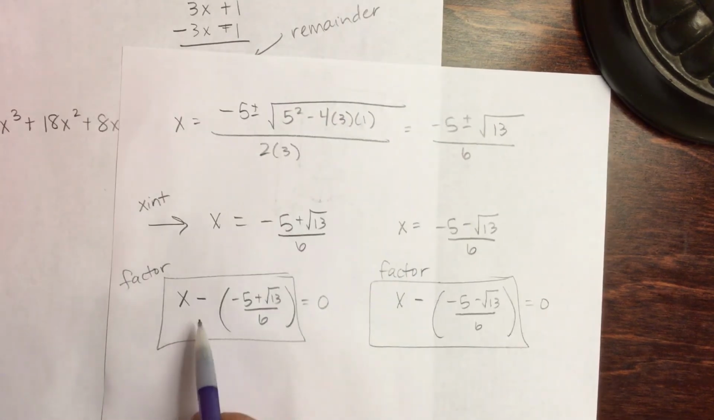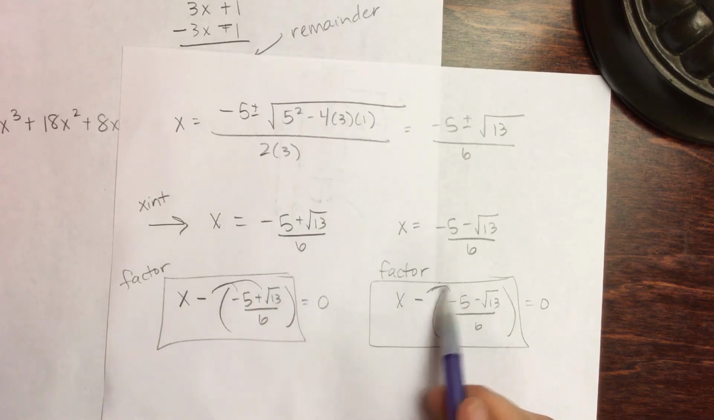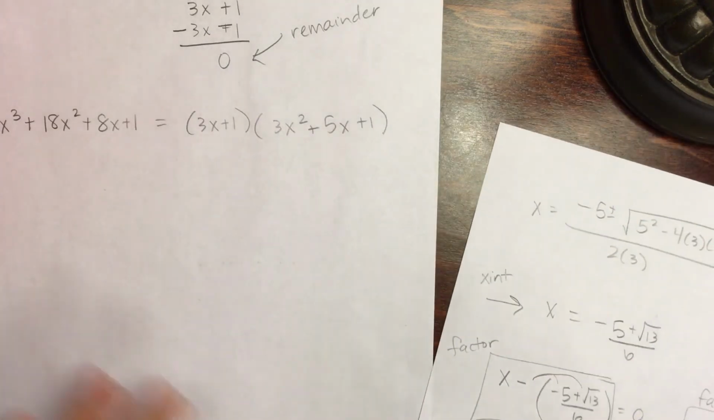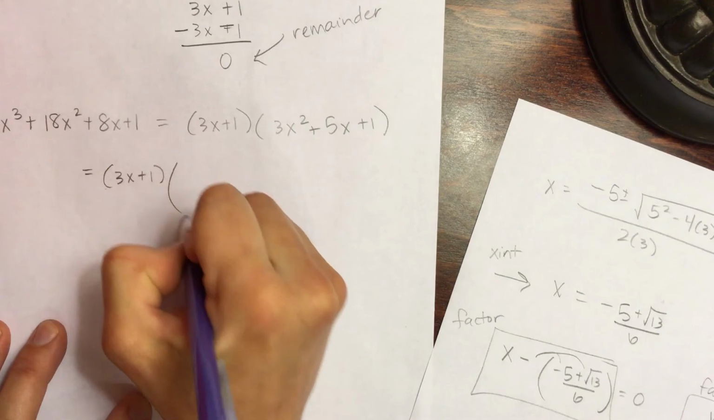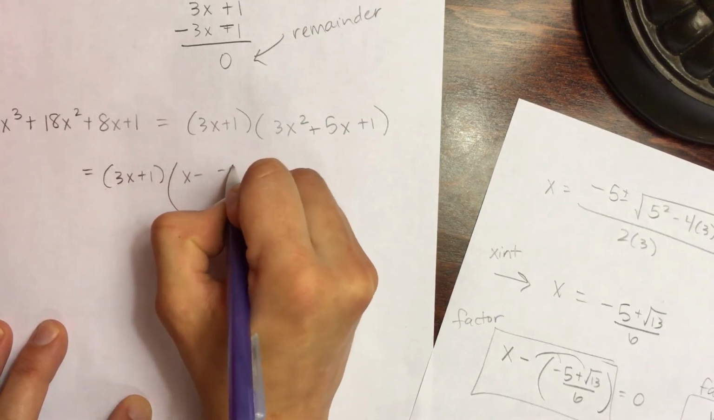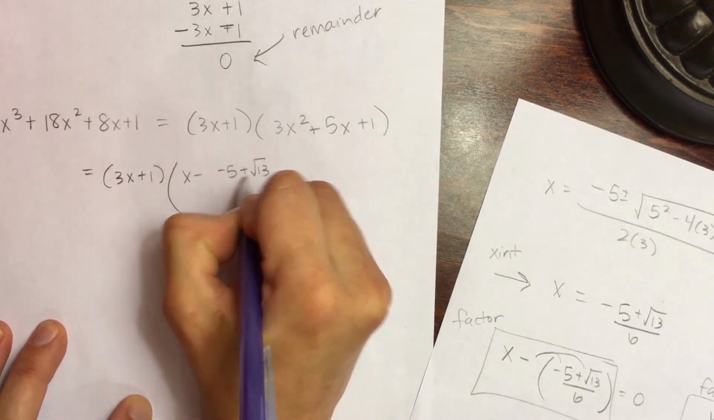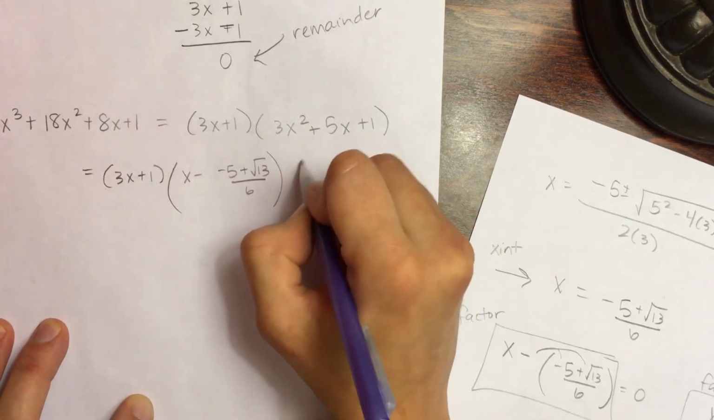Ooh, you could distribute that negative if you don't like all these parentheses. Distribute the negative and distribute the negative. That's probably what I would do. Your homework leaves it like this though, so if we were going to fully factor this, our answer would be that.